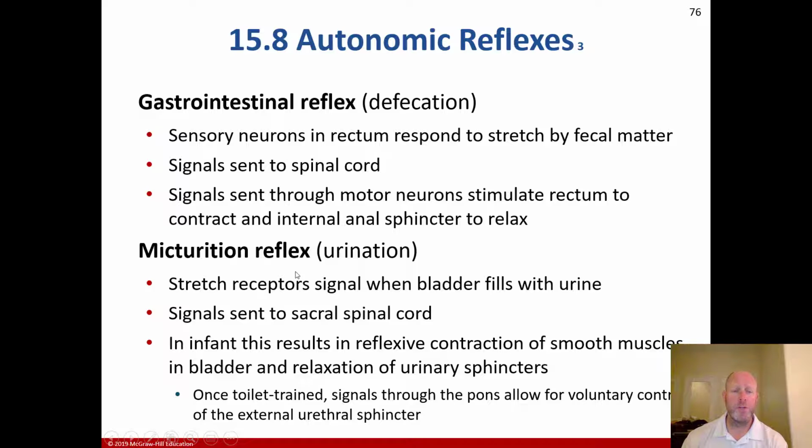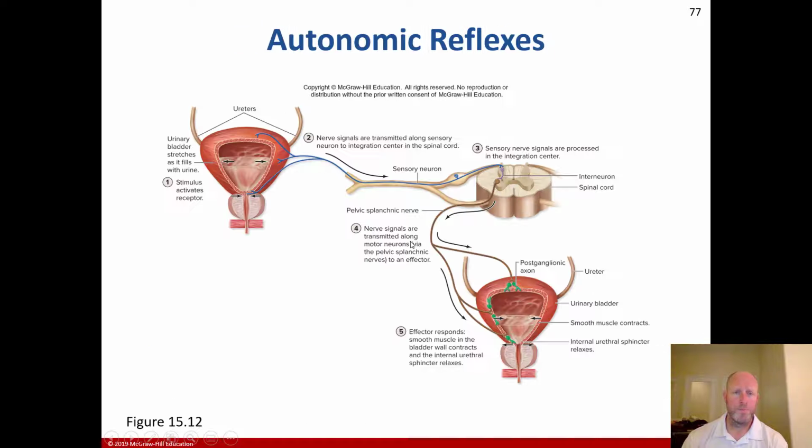The micturition reflex, urination, essentially, is a stretch receptor signal when the bladder fills with urine, and signals are sent to the sacral spinal cord. In an infant, this results in reflexive contraction of smooth muscles in the bladder and relaxation of urinary sphincters. Once the child is toilet trained, this signals through the pons allow for voluntary control of the external urethral sphincter.